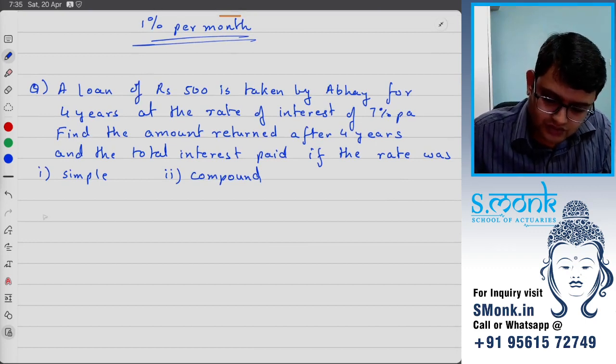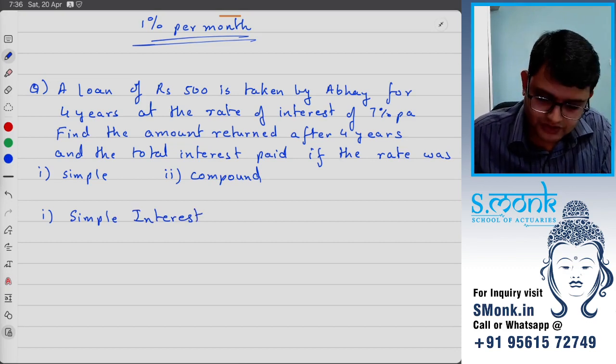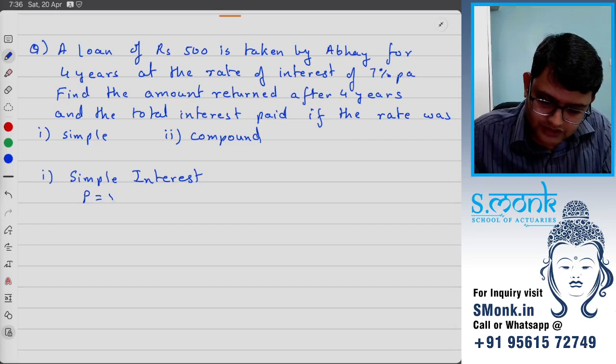So, simple interest. Principal amount is 500, interest rate is 7%, and the time we are talking about is 4 years.